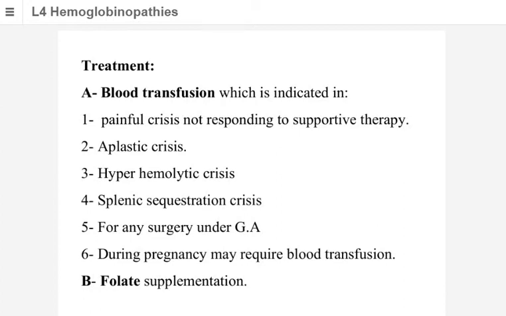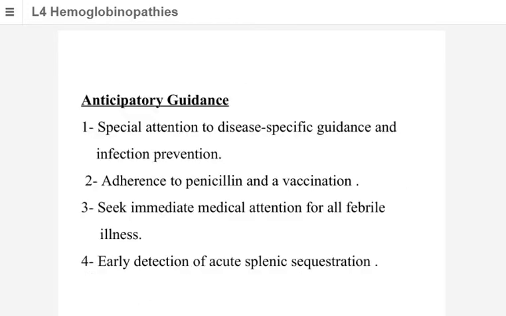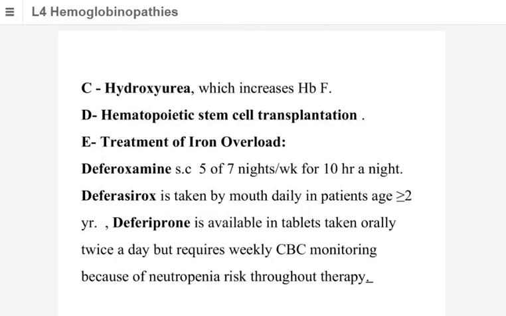Then folate supplementation. Any chronic hemolytic anemia requires folic acid supplementation. Hydroxyurea will increase the hemoglobin F, so it will dilute the blood, decreasing the crisis. Hematopoietic stem cell transplantation is the curative therapy.